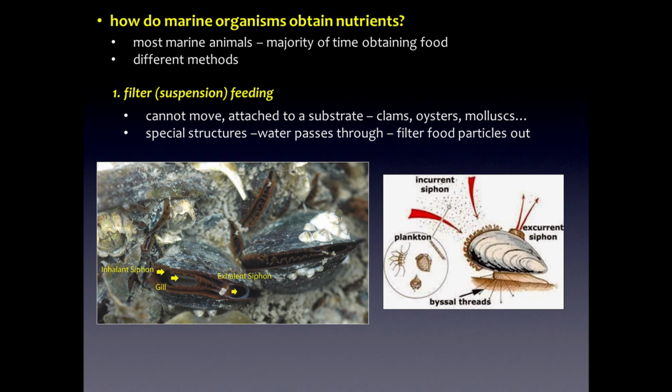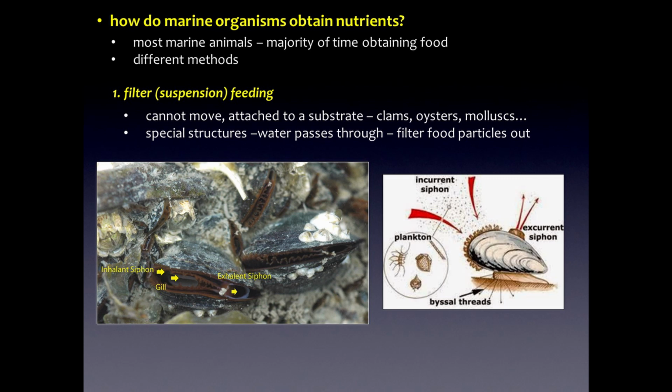So the first method of obtaining nutrients that we're going to look at is something called filter or suspension feeding. This is what we see, for example, in marine invertebrates such as mollusks or clams. A lot of these are attached to the substrate. They're basically just sitting there. They can't move. They have a series of specialized structures that water passes through, and as the water passes through, they filter out any food particles that might be present, maybe any phytoplankton within the water, and that's how they obtain their nutrients.